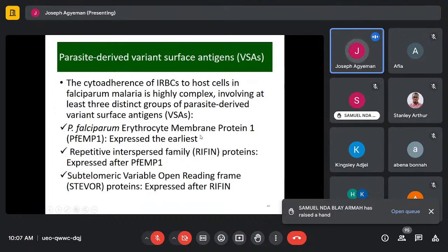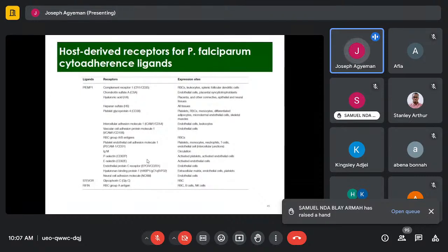That is the first protein that is expressed, followed by the repetitive interspersed family proteins that normally is expressed after the first one. Then the one that normally comes last is the subtelomeric variable open reading frame proteins. That is also expressed as the last one. So interestingly, you can see these proteins here. These are the proteins that are expressed on the surface of the red cell.